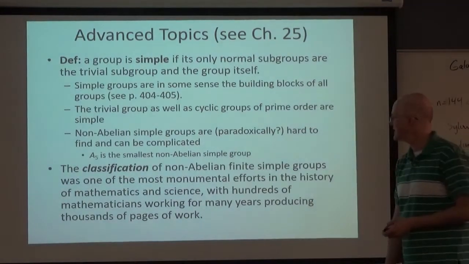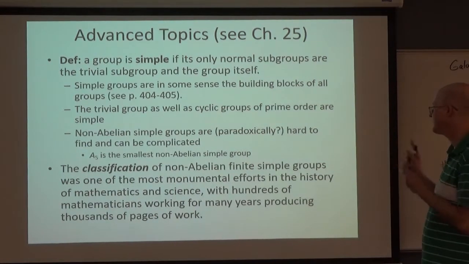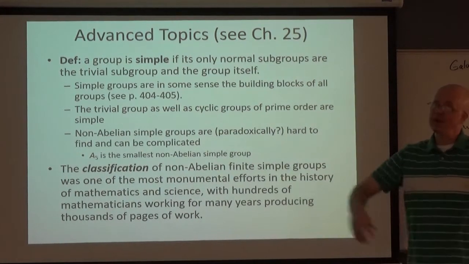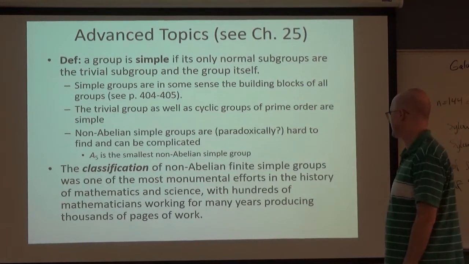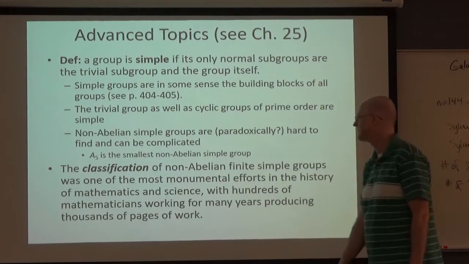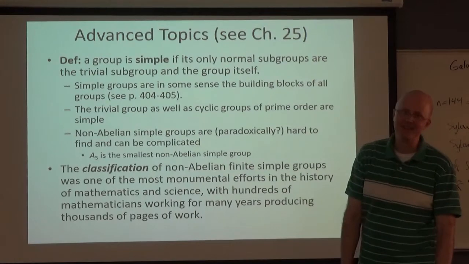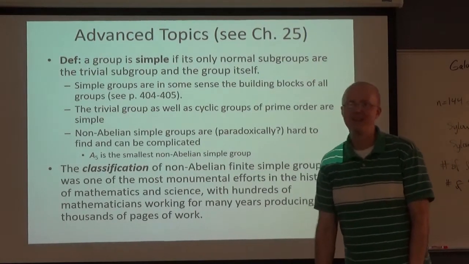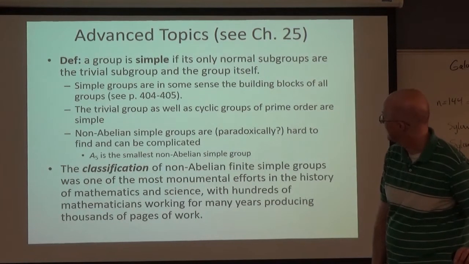The classification of non-abelian finite simple groups is one of the biggest things that has ever been done in math. It's one of the most monumental efforts in the history of mathematics and science, with hundreds of mathematicians working for many years, producing thousands of pages of work to try to classify non-abelian finite simple groups.